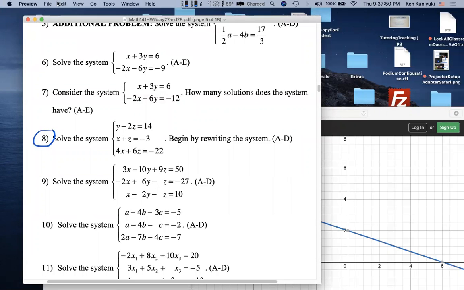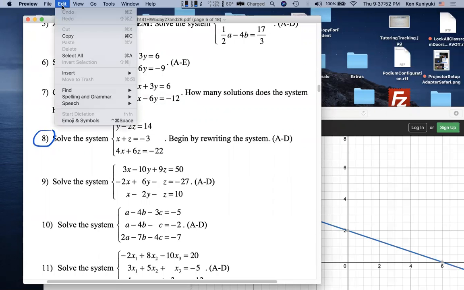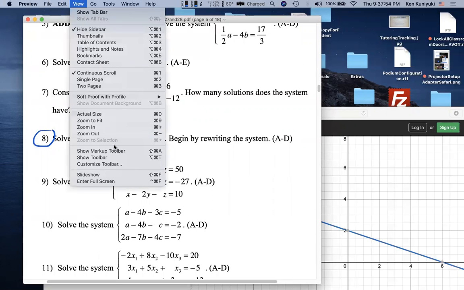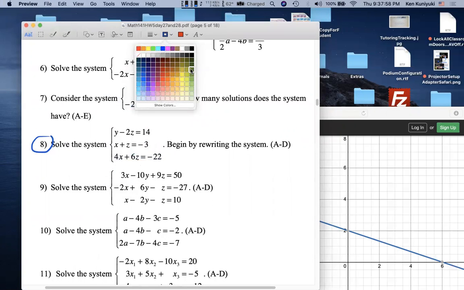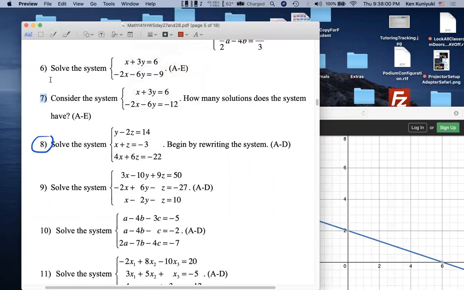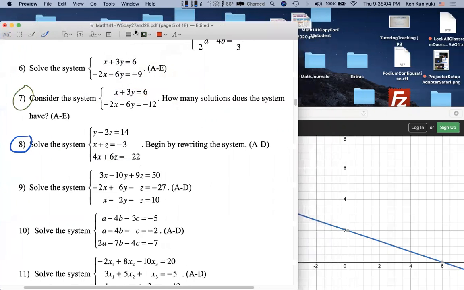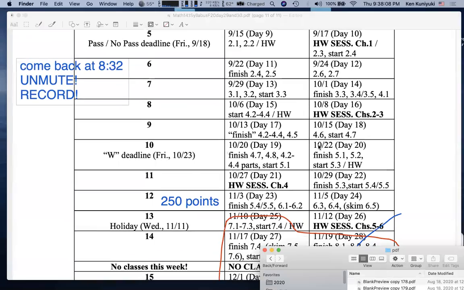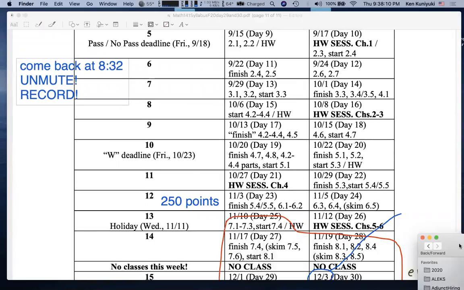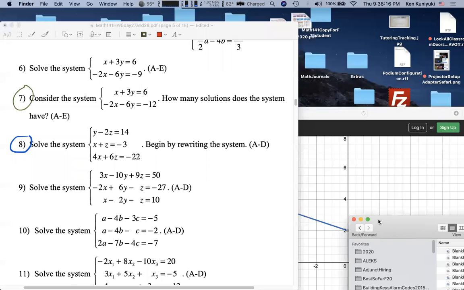Okay, so let's see. All right, so in this one, let's do this in green. All right. Yeah. Okay.